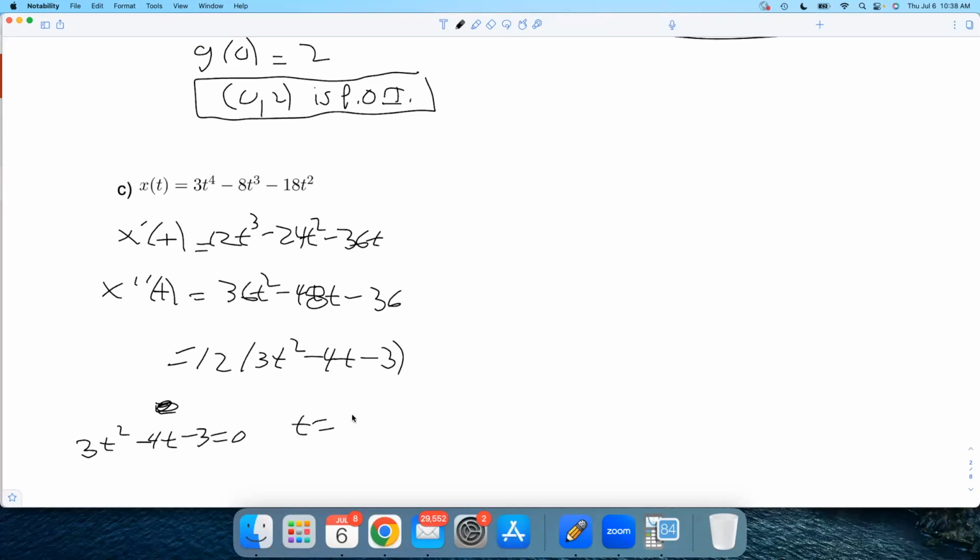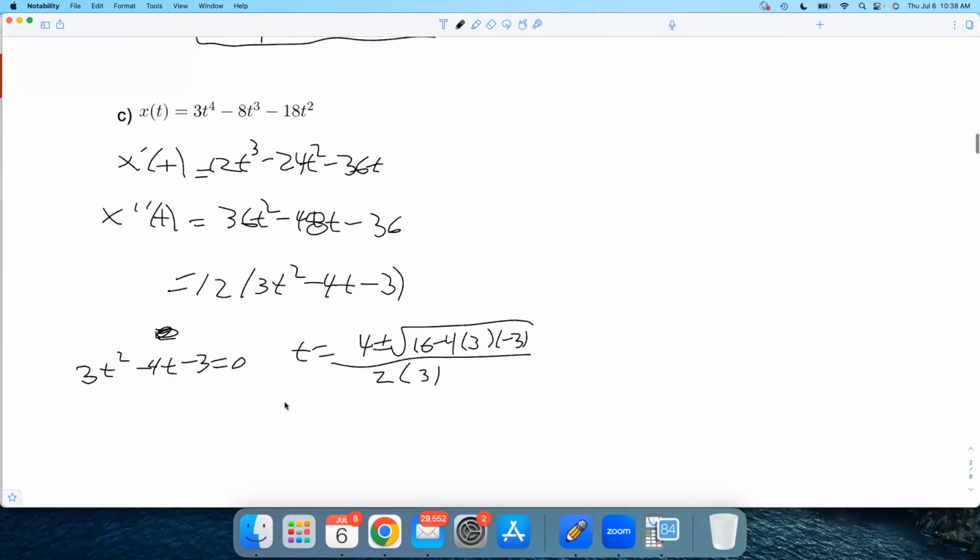So we'll get t equals the opposite of b plus or minus the square root of b squared minus 4 times a times c, all over twice a. You should know the quadratic formula. So that's 4 plus or minus, what do we got? 16 plus 48, 64.